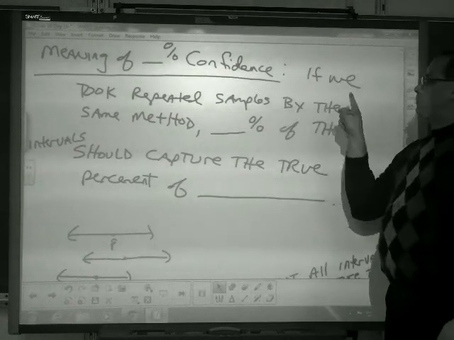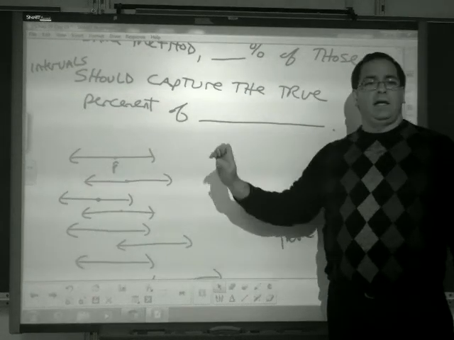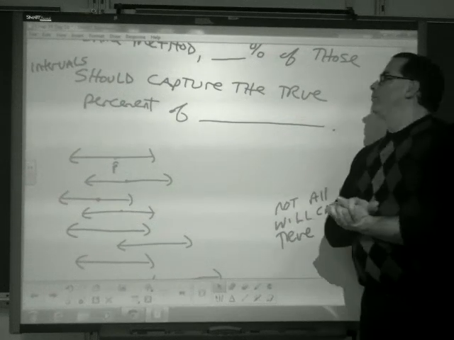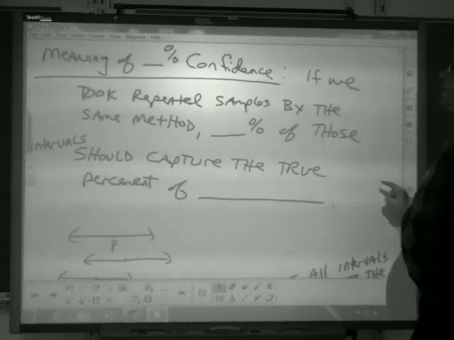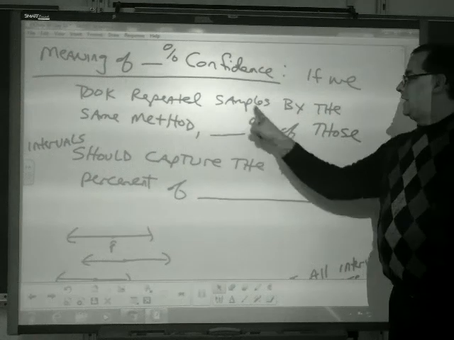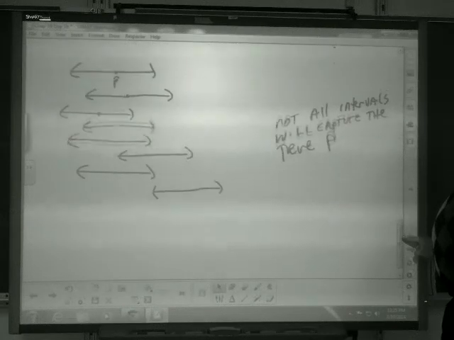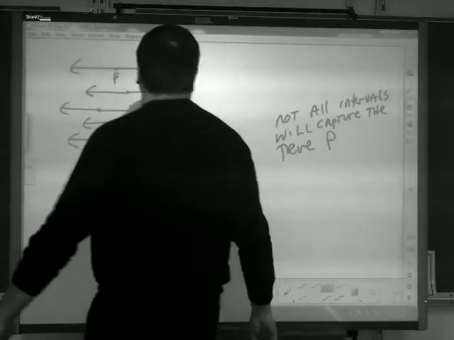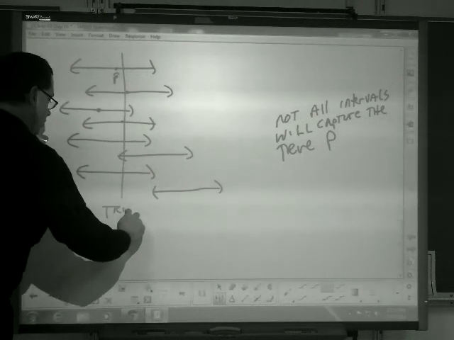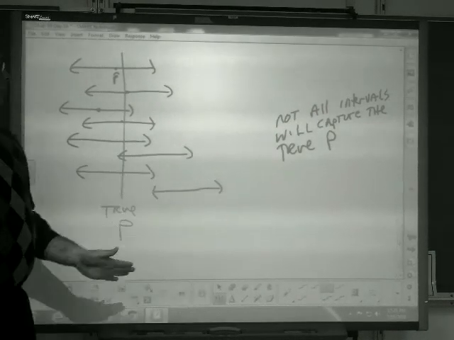If we took repeated samples by the same method, we do it again and again and again. Same method, same sample size, everything's the same. If I'm going to be 95% confident, then 95% of the intervals should catch the true percentage of pennies from the 90s in this case. Well, I'm going to put a green line down. Let's say this is the true proportion. We don't know what it is. Remember, we said we'll probably never know it? Well, let's assume it was here.